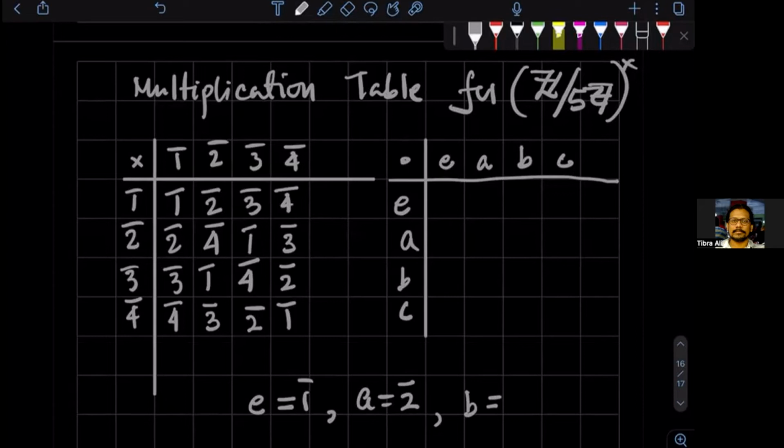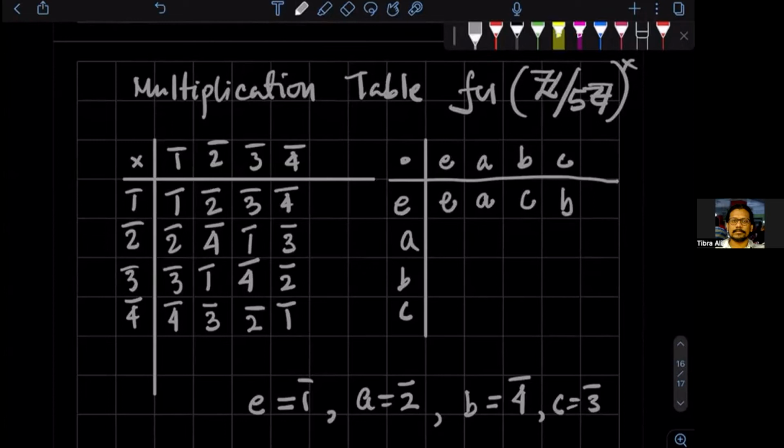Did I make a mistake? It seems like it's shuffled a little bit, like you have to rearrange the rows in order for them to match up. Yeah, exactly. So I think B is going to be 4 and C is going to be 3, right? So then the first row is going to be E, A, C, and this is going to be B, right?